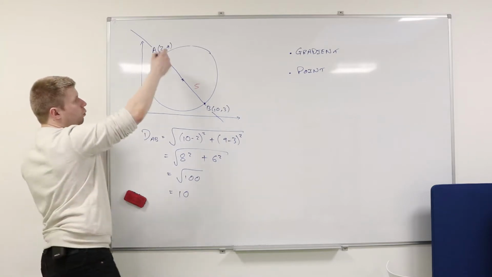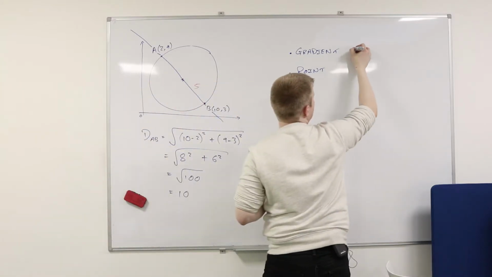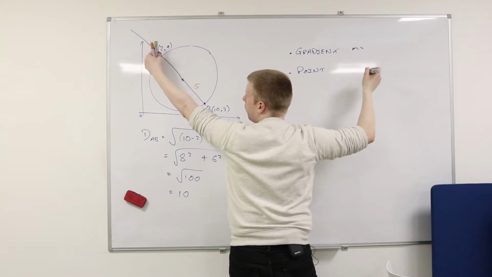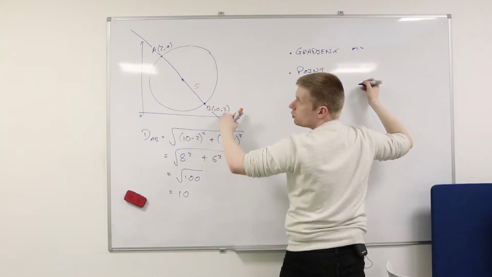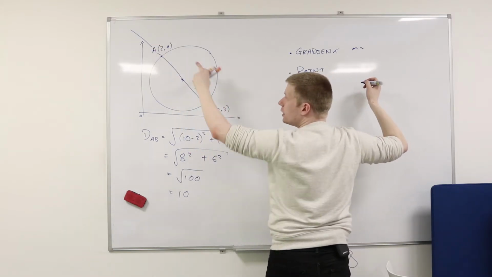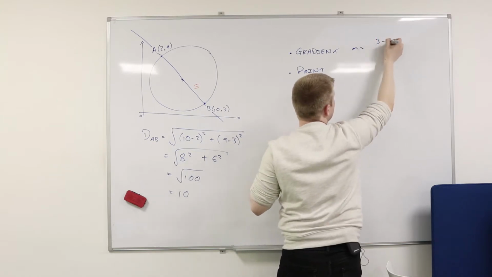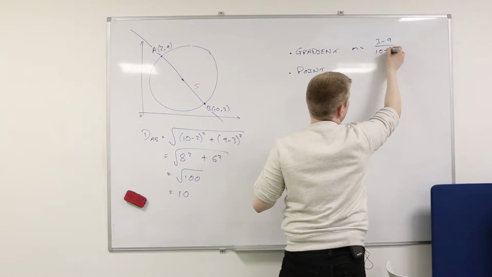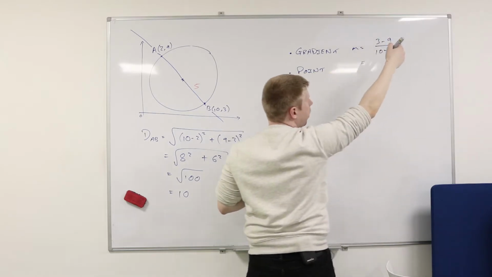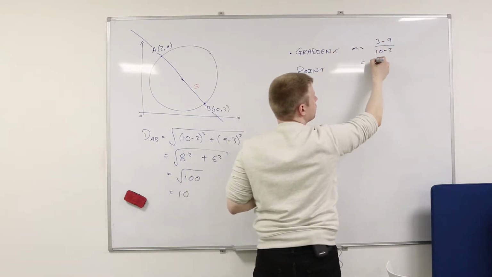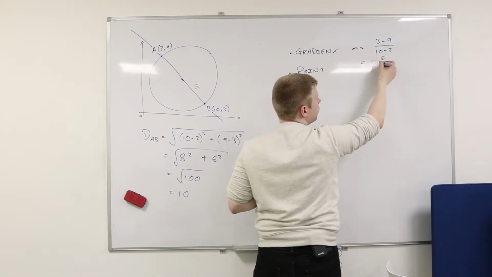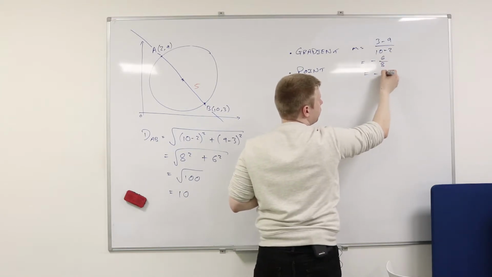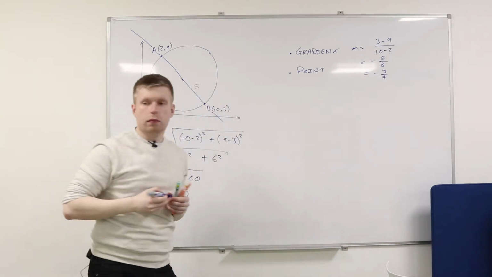Good. So gradient is change in y over change in x. If I call that (x1, y1) and that (x2, y2), it doesn't matter which way round, I'm going to get 3 take away 9, change in y, divided by change in x, which is 10 take away 2. So 3 take away 9 is negative 6, and 10 take away 2 is 8. Simplify it down: negative 3 over 4. Happy with that?